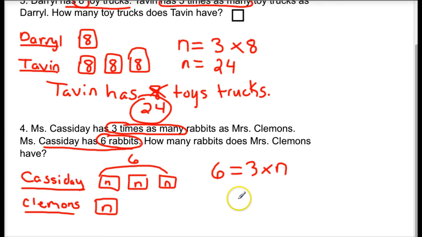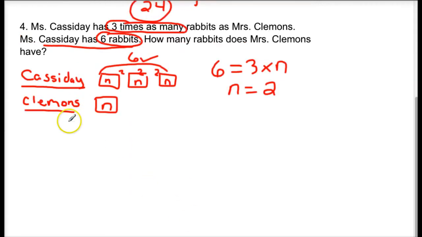Now we need to figure out the parts and how these parts would be equivalent to 6. Well, I know that I need a number that when I multiply it by 3, I'm going to get 6. And that number is going to be 2. If I put in the number 2 for each of these parts for Miss Cassidy, I indeed would get 6. So that part checks off. Now I can answer the question. Mrs. Clemens has 2 rabbits.